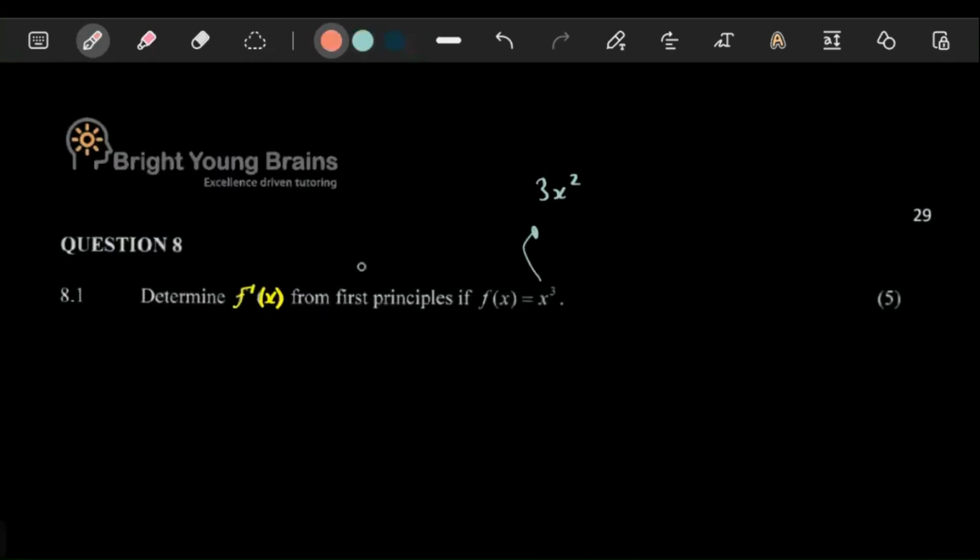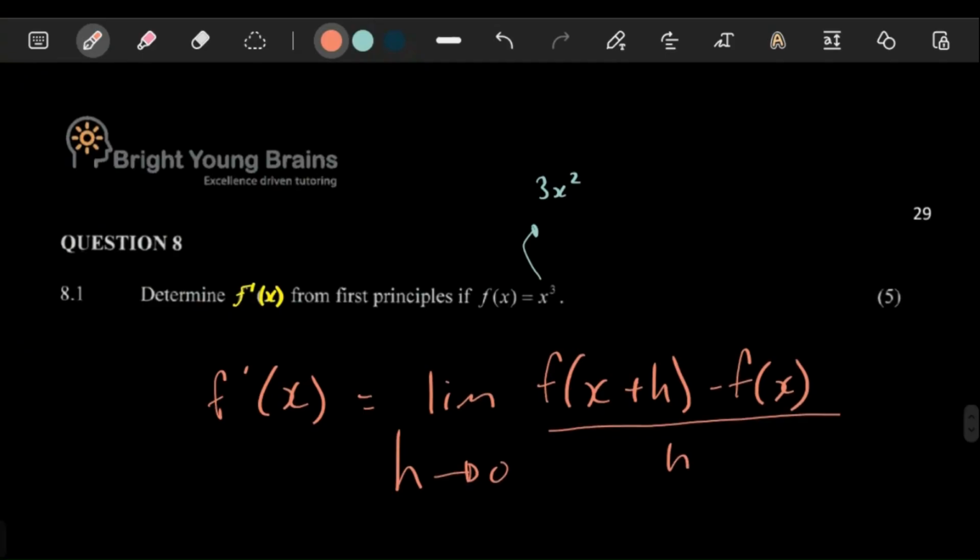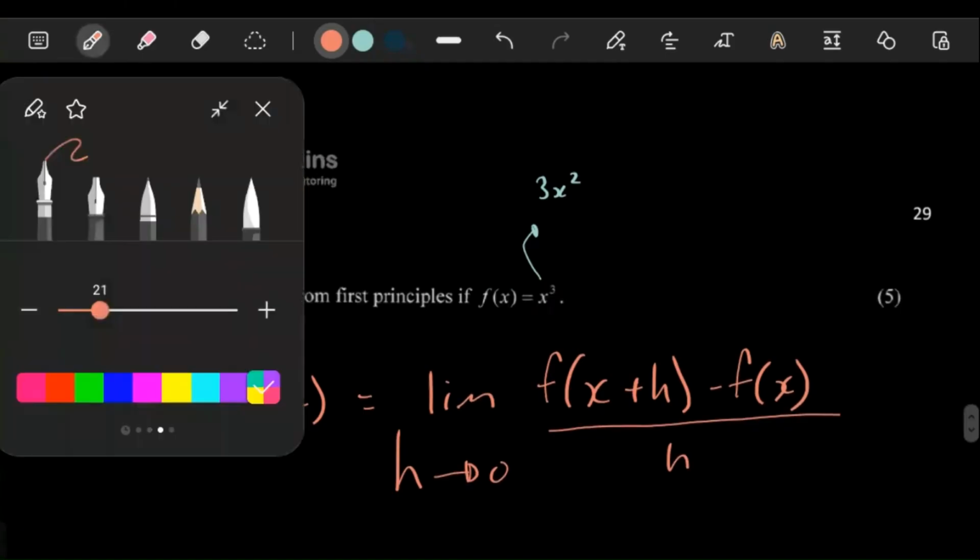Using first principles, your formula is already on your formula sheet. So we know that our first derivative is equal to the limit as h goes to 0 of f of x plus h minus f of x, the whole thing over h. This formula, as said many times, is on your formula sheet. So you don't necessarily need to memorize it or cram it. But the more you use it, the more it's going to stick.